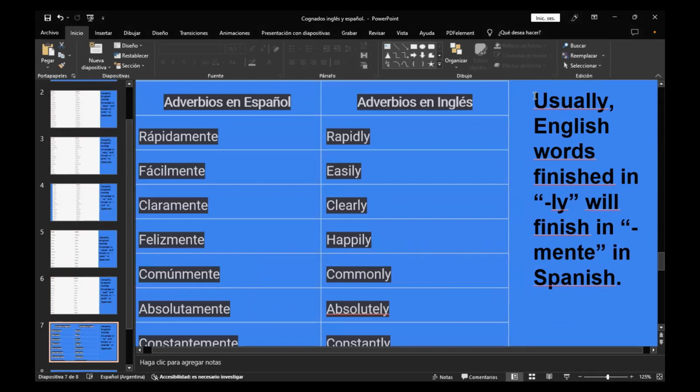Now, usually English words finishing in ly will finish in mente in Spanish. Check it out. In English, rapidly. In Spanish, rápidamente. In English, easily. In Spanish, fácilmente. In English, clearly. In Spanish, claramente. In English, happily. In Spanish, felizmente. In English, commonly. In Spanish, comúnmente.